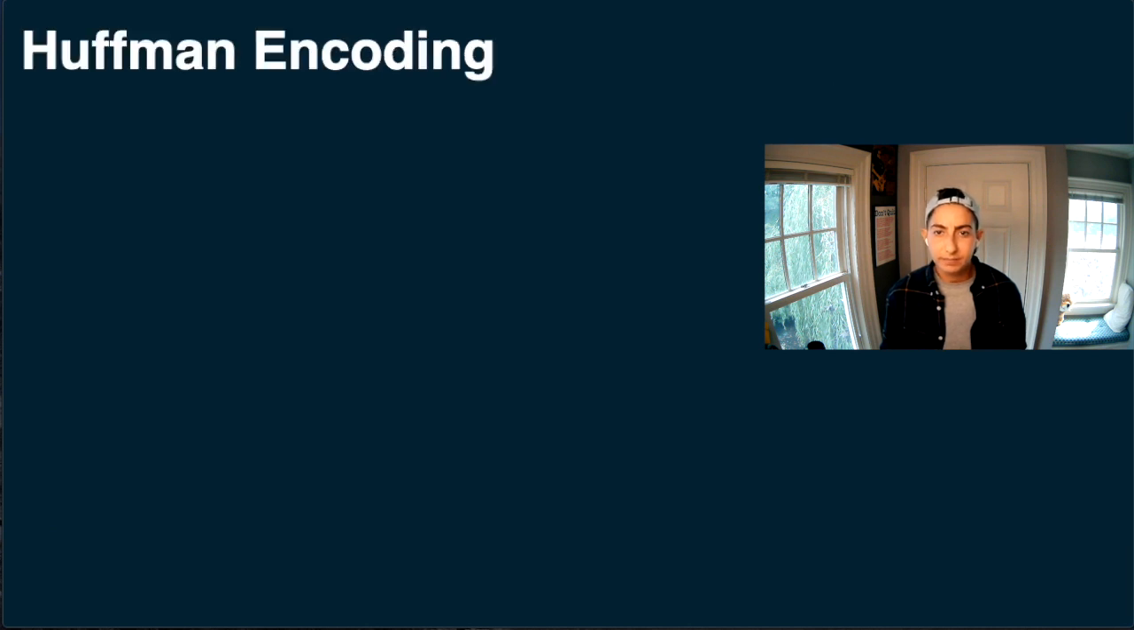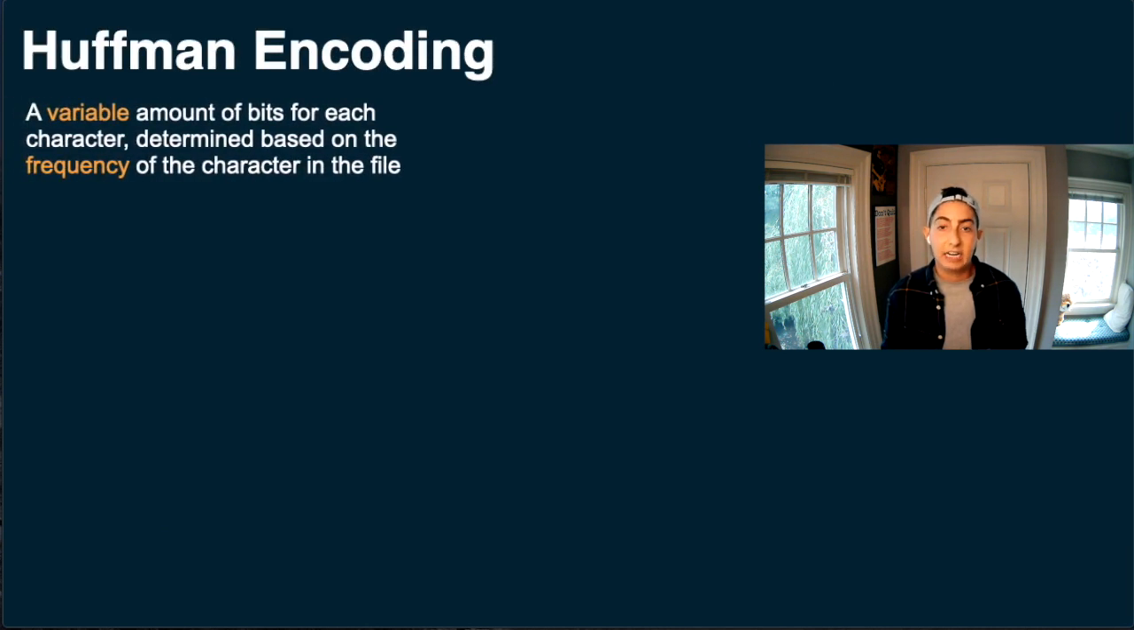So what's Huffman encoding? Huffman encoding uses a variable number of bits for each character, determined by the frequency of the character in the file. What does that mean? Rather than always using the same encoding for the same characters, Huffman encoding looks at the frequency of each character in the file and encodes based on those frequencies. If there are a lot of A's, it will encode them with fewer bits than if there are not as many B's. If there aren't many B's, it will use more bits to represent them, because it has to represent them less often.